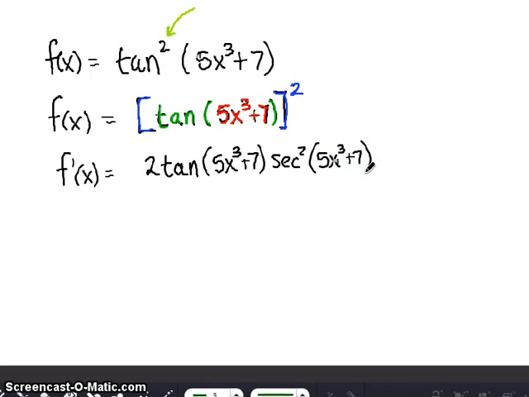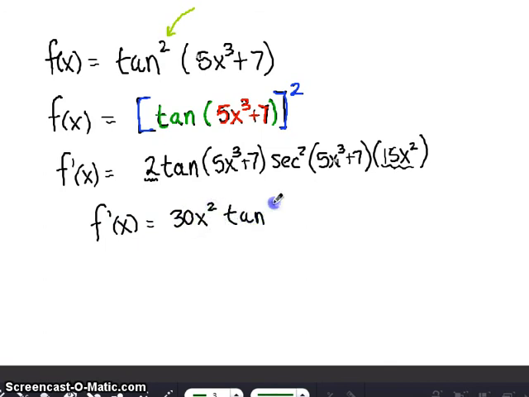Then we get to the inside part, the red part, the red derivative would be 15x squared. And then we simplify. So we have a 2 out front and a 15x squared, so that's going to give us f prime of x is 30x squared tangent of 5x cubed plus 7 secant squared of 5x cubed plus 7.